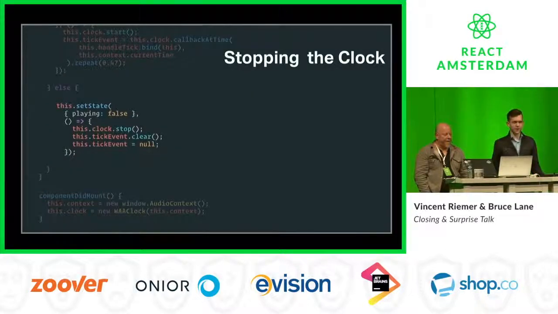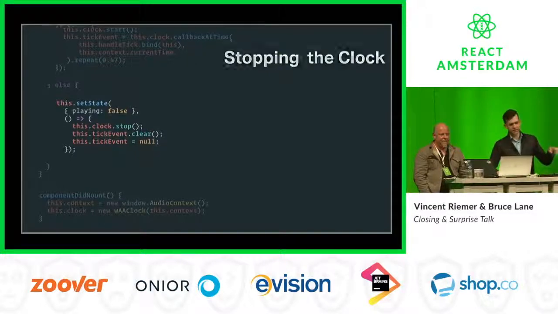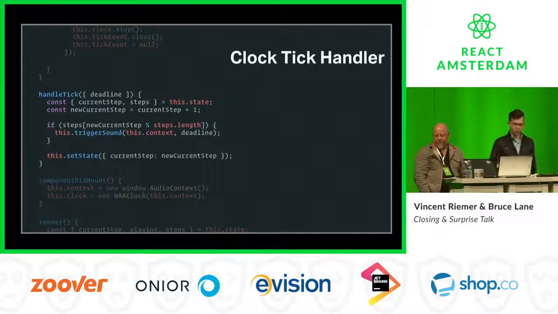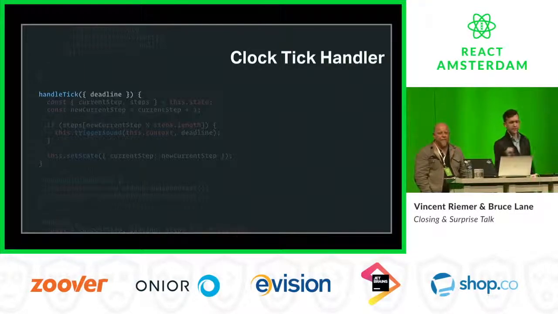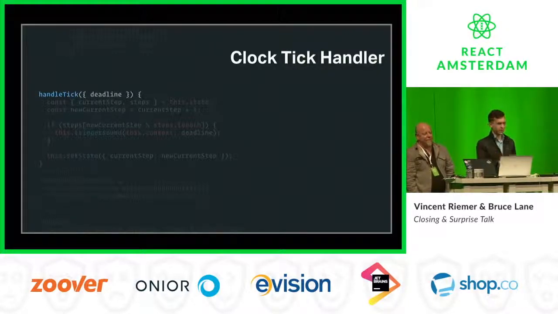Now, stopping is even simpler. We just set the playing to false, stop the clock, clean up the tick event. That's basically it. Now, for the tick callback itself, one of the most important parts about it is, as a function, it is provided in the arguments an event, and probably the most important property of that event object is the deadline. Now, this is the absolute time that we schedule against in audio. So any event you want to start is going to start at the deadline, because this callback function is going to be called sometime before the actual audio event is going to be heard.